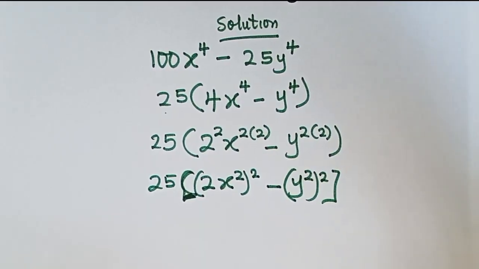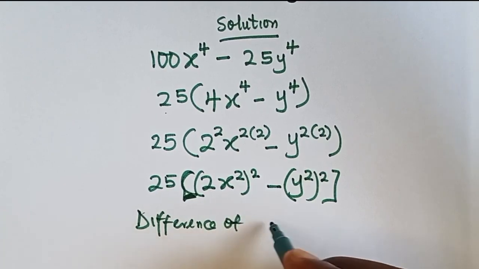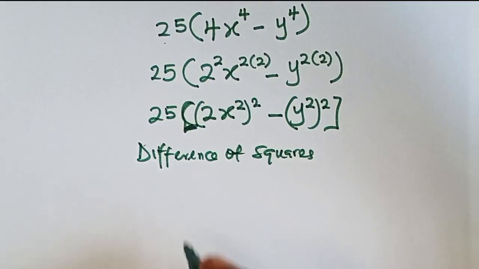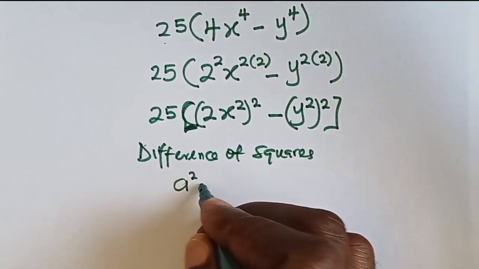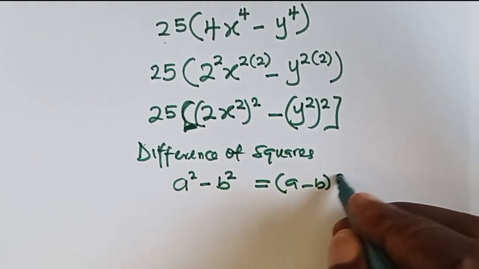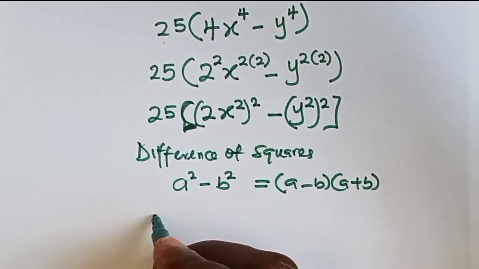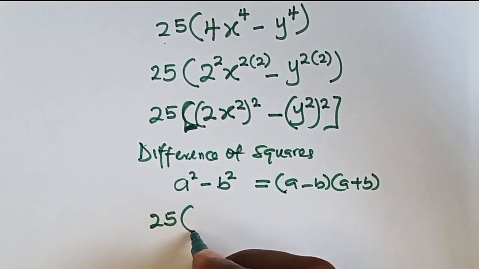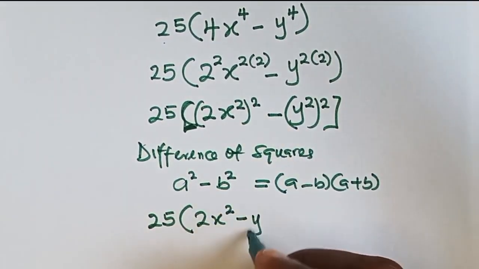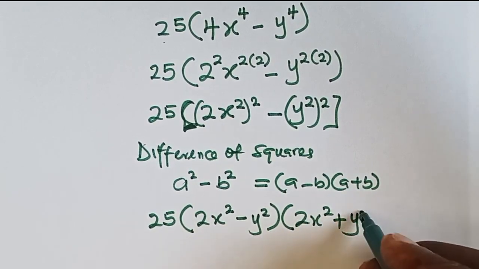Now we do difference of squares. Difference of squares says if you have a raised to the power 2 minus b raised to the power 2, the same thing as a minus b times a plus b. So that is what we are doing here. Let's write this. We have 25, then we have 2x squared minus y squared multiplied by 2x squared plus y squared.